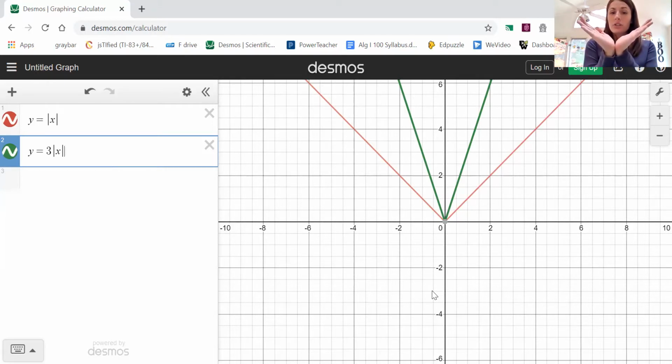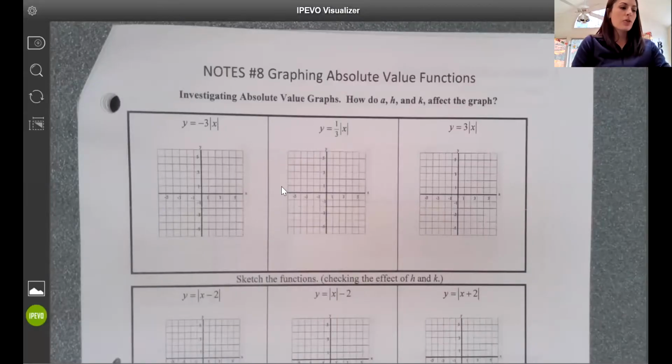The third graph in that investigation is just y equals 3 absolute value of x. And you can see that that took my initial red graph and made it skinnier, in that green graph that's there, okay? Now, the last one I want to look at, so let me switch screens and then we'll look at the last one together. Let me go back to my first screen.